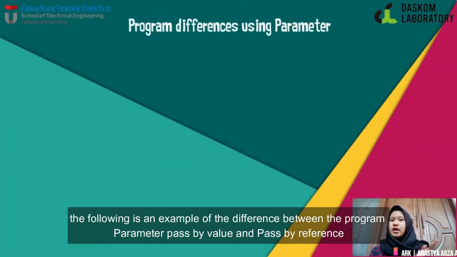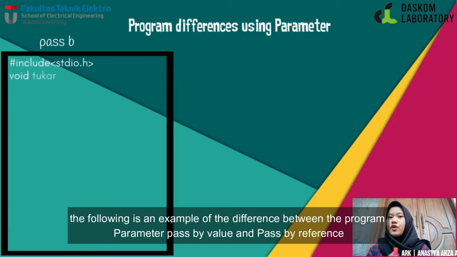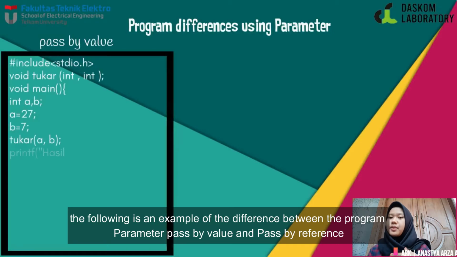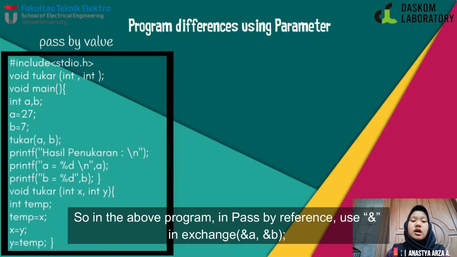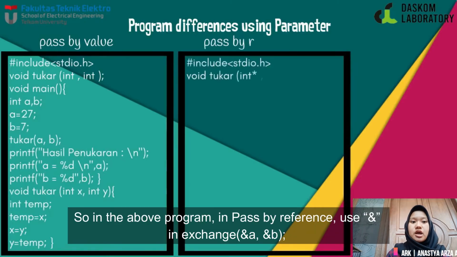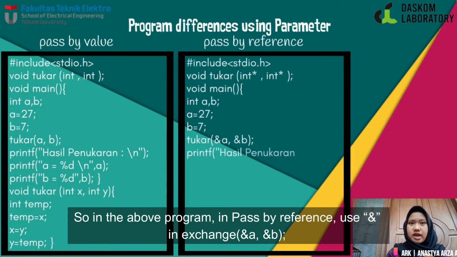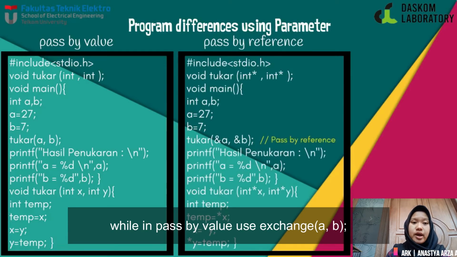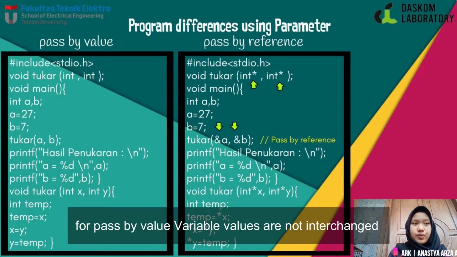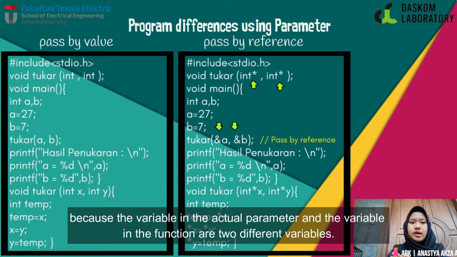Now, the following is an example of the difference between a program with parameters passed by value and passed by reference. In the program above, in pass by reference, we use an ampersand in exchange(&a, &b), while in pass by value, we use exchange(a, b). For pass by value, variable values are not interchanged because the variable in the actual parameter and the variable in the function are two different variables.